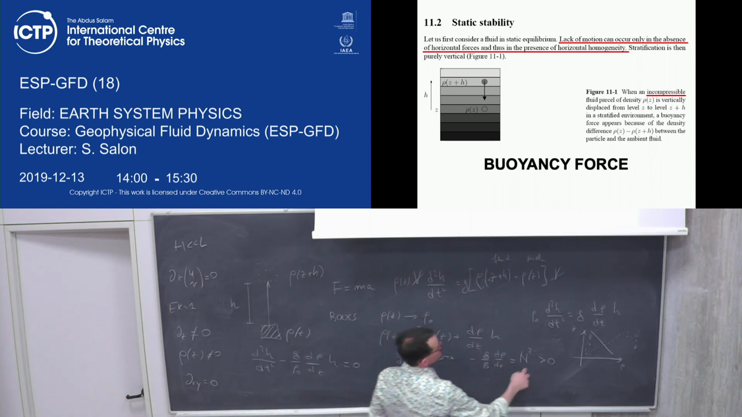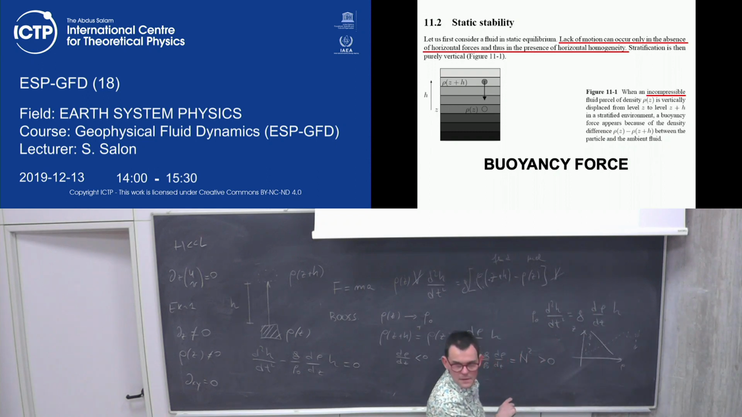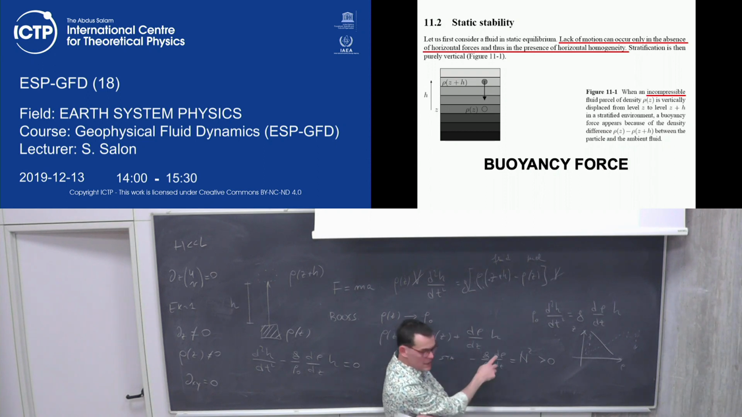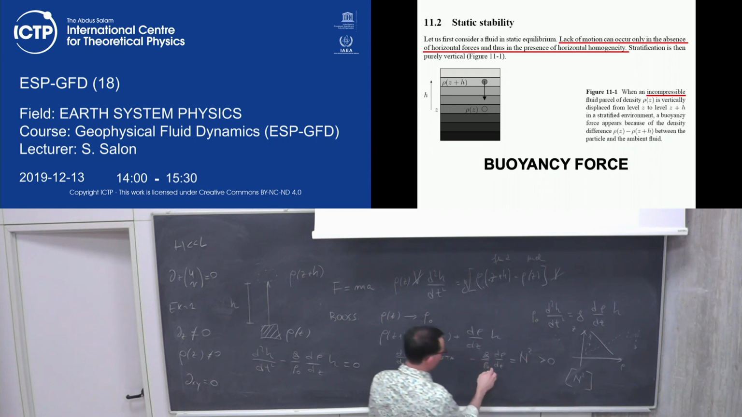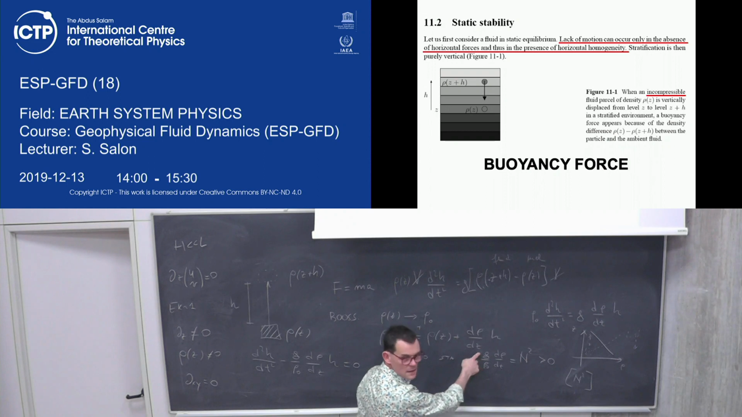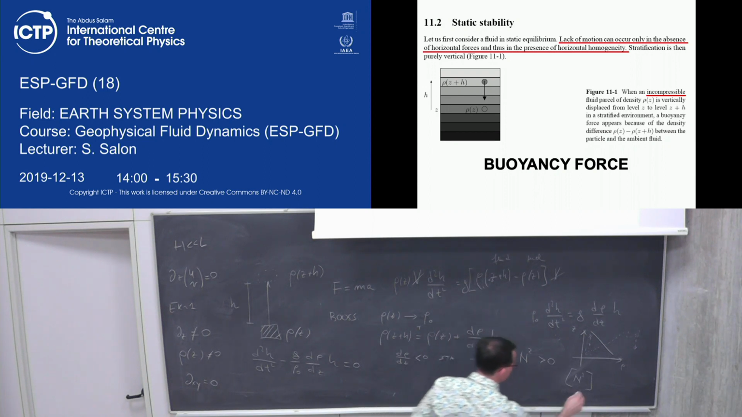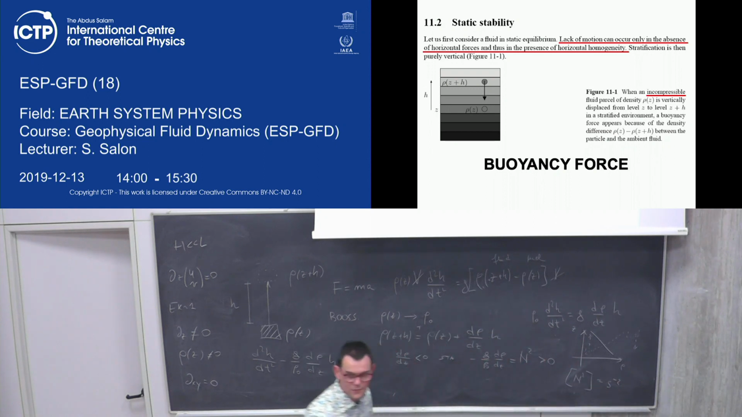So this N squared, does any of you know the name? The dimension of this N squared is rho over rho 0, then g over length, and rho over rho 0 can be neglected. So it's 1 over second squared, seconds to the minus 2. Right. So it's a frequency squared. So N is a frequency.